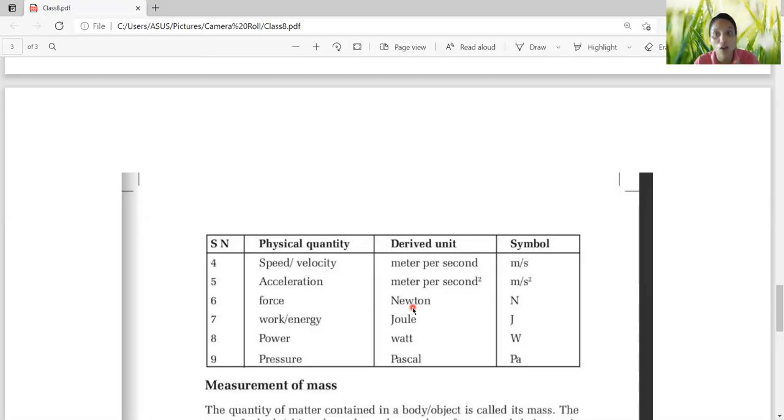1 Newton is equal to how many kg? How much mass is there? You have to tell me about it. This is your work. Work and energy: joule. Power: watt. Pressure: Pascal.